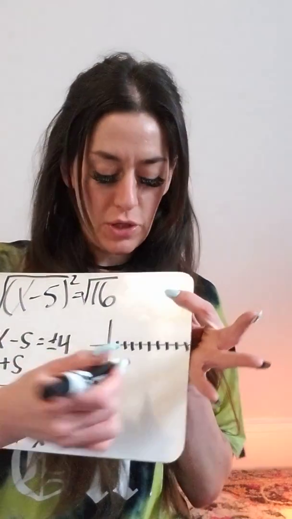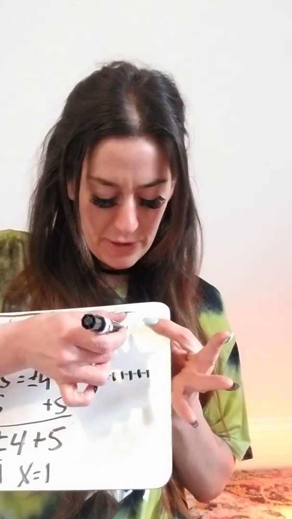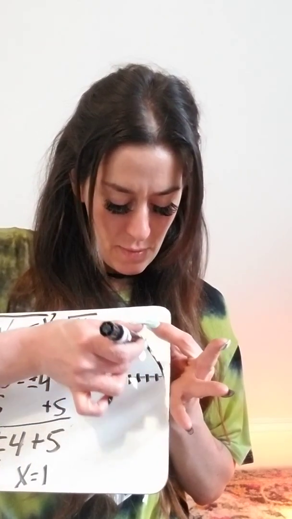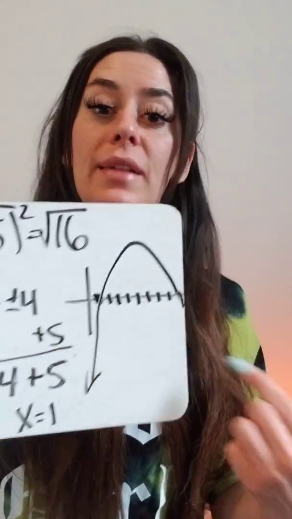Okay, so it's going to cross at 1 and 9. My vertex will be between them, and it's going to open down. You don't have much space. Really, really ugly.